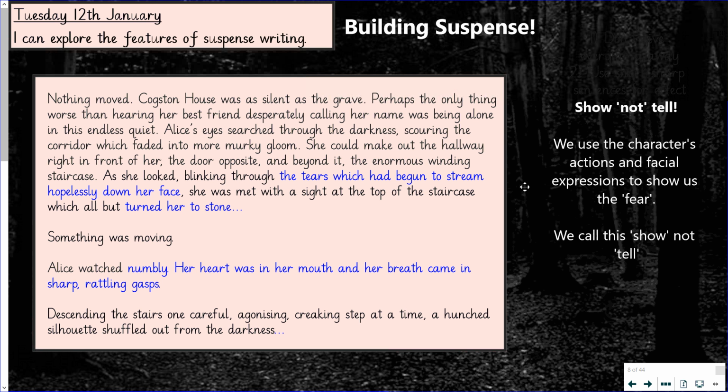It also says Alice watched numbly. If you're numb, it means you've got that sort of fear in you and you don't know what to do. And then it says her heart was in her mouth and her breath came in sharp, rattling gasps. Again, through her actions and the way she is described, we as readers can quite clearly see how terrified this character is. And we call that show, not tell.